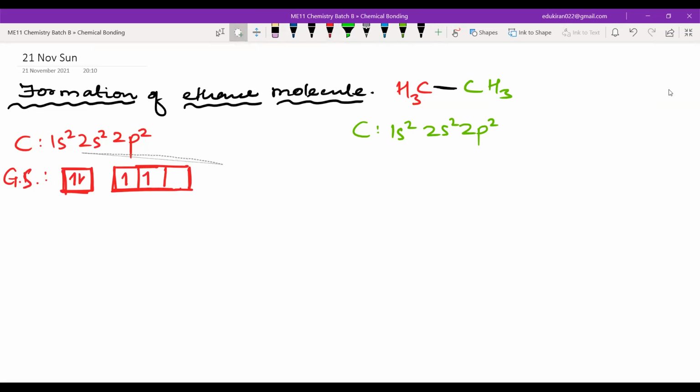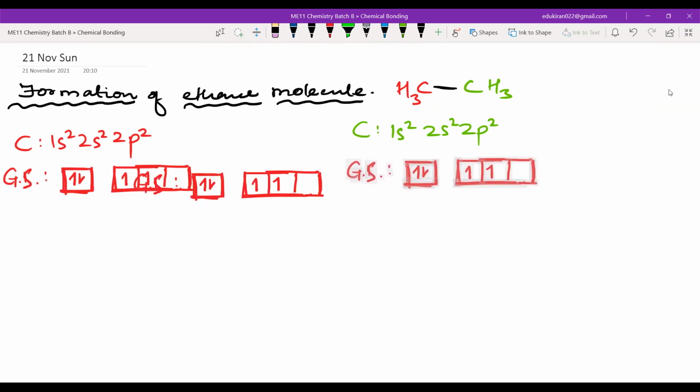Similar will be the case for the green one also, right? So let me just copy and paste this. Then I have to change the color to green. Yeah, it is green.